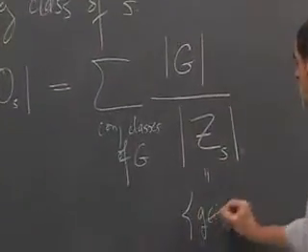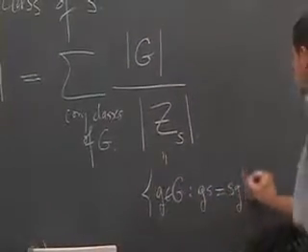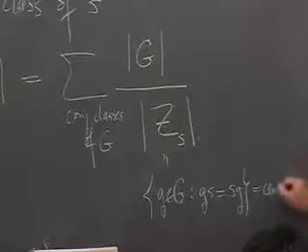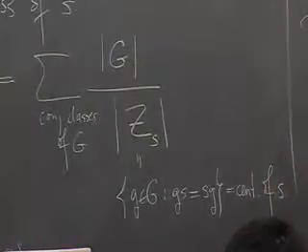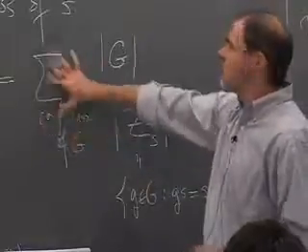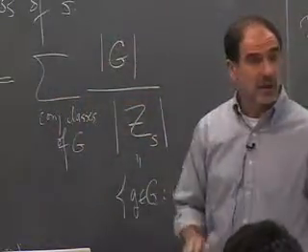The set of g in G such that gs equals sg is called the centralizer of S. So the order of a group is obtained by taking the different conjugacy classes in the group, and for each, taking the order of G divided by the order of the centralizer.